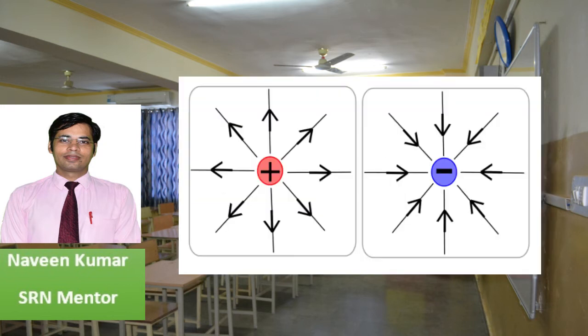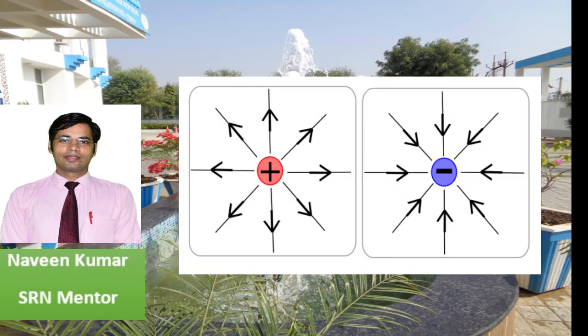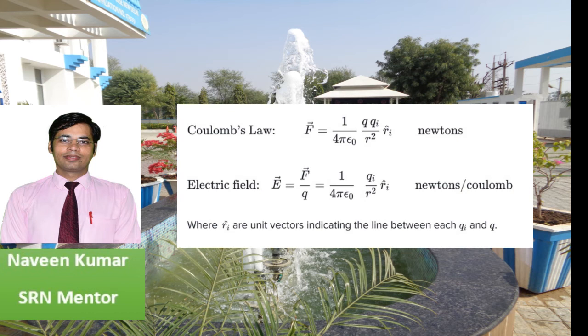The field for a positive charge is shown in the figure, and for the negative charge we can also draw it. So the electric field due to a point charge is in the three-dimensional space around the charge in which its influence can be felt by a unit positive test charge placed at any point in that region. Mathematically, we can write the equation for electric field as 1 upon 4 pi epsilon naught q divided by r square.